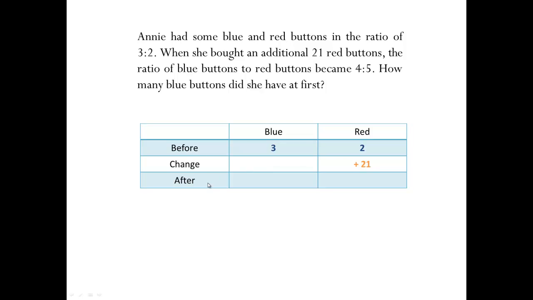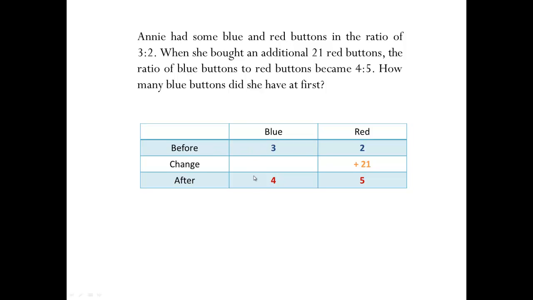Now the situation after is that the blue buttons to red buttons became 4:5. So we have 4:5. Now I have indicated the color differently for after and before. This is because the ratio here is of a different quantity than the ratio here. Now we are ready to think about the problem.